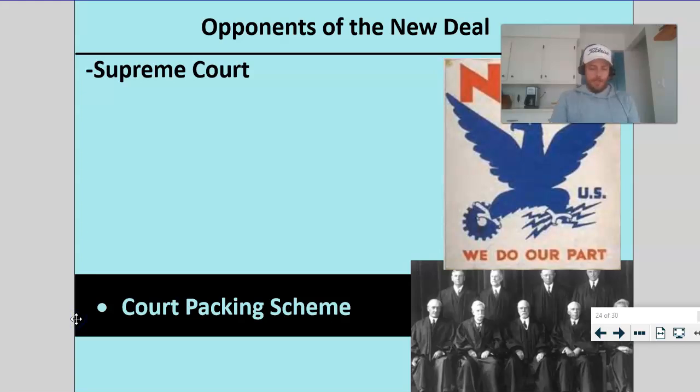Now, this eventually gets FDR in some hot water. In 1937, he proposed a bill called the Court Reorganization Act. What it really was was a court packing scheme. He wanted to add Supreme Court justices. He proposed that a president would be able to add a Supreme Court justice for each current justice who was over the age of 70 and a half. It would have allowed FDR to add 6 more Supreme Court justices to the Supreme Court, and then he'd be able to pack it with people that would support his plan.